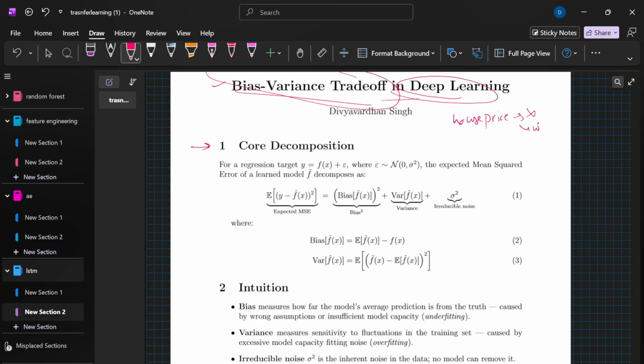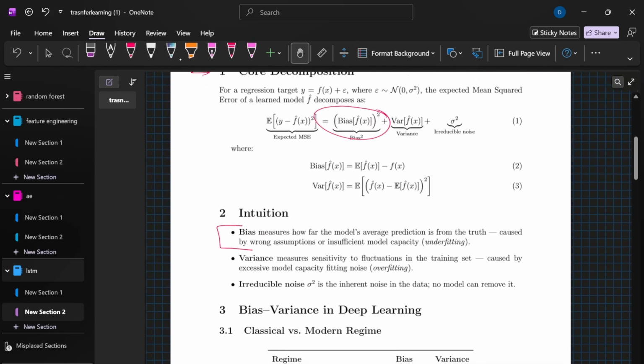So for that, we need three parts. First one is the bias. This is how far your model's average prediction is from the actual truth. High bias means your model is making wrong assumptions. It's too simple, it's underfitting.